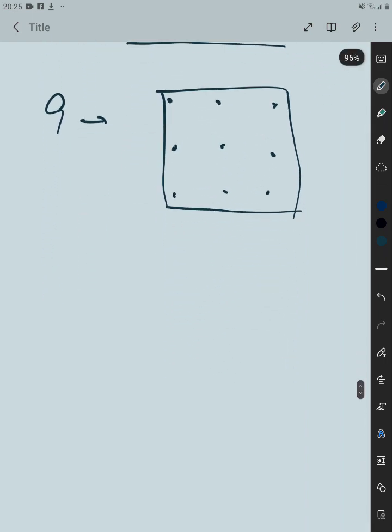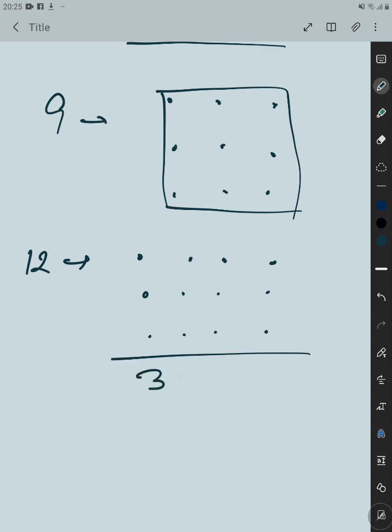Suppose 12 is there, so we can represent 12 like this. We make 4 and 4 in a line, and then 3 rows. So we can write this as rows are 3, and how many dots are there in a row? There are 4. So we can write 12 as 3 cross 4. And we can also write this by making 6 dots in a row. So what can we write for this?